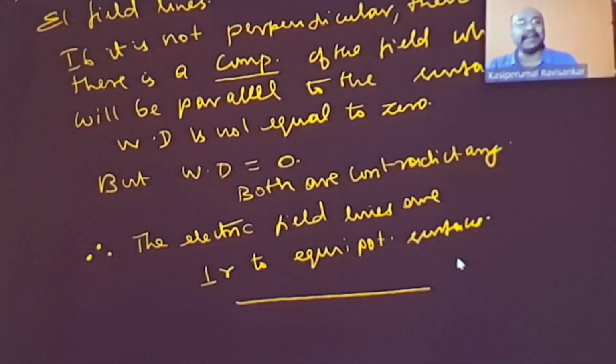If you consider that the electric field lines are not perpendicular, then there is a component of the field which is parallel to the surface. If a component is parallel to the surface, then the work done is not equal to 0. But in the previous point, we proved that the work done is equal to 0. So both are contradictory. It was proved that on an equipotential surface the work done is equal to 0, so we can justify that the electric field lines are perpendicular to equipotential surfaces.